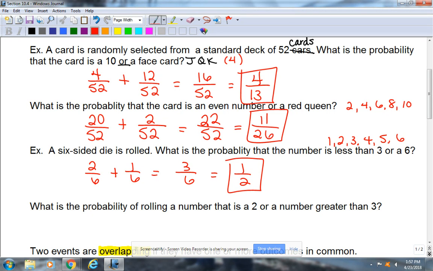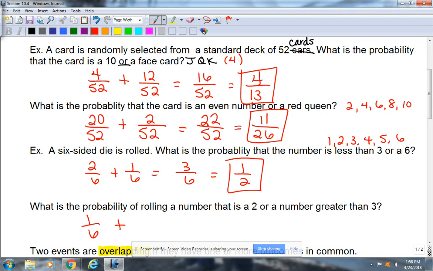Next one, what's the probability of rolling a number that is a 2 or a number greater than 3? Well, how many 2s are on a die? Oh, 1. There's just 1. So 1 out of 6 to get a 2.